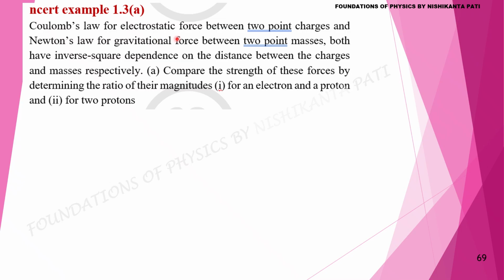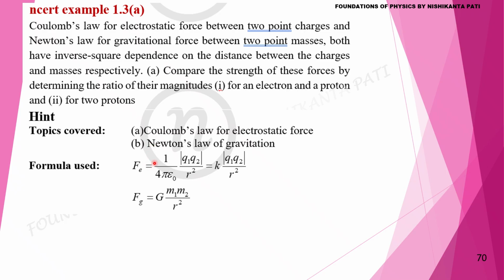Coulomb's law for electrostatic force between 2 point charges and Newton's law of gravitational force between 2 point masses both have inverse square dependence, meaning both are proportional to 1 by r square. Compare the strength of these forces by determining the ratio of their magnitudes for an electron and a proton, and for two protons. This is the magnitude of electrostatic force between 2 point charges. This is the magnitude of gravitational force between the 2 point masses.